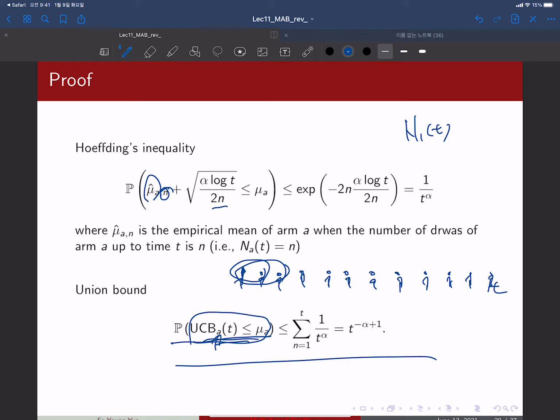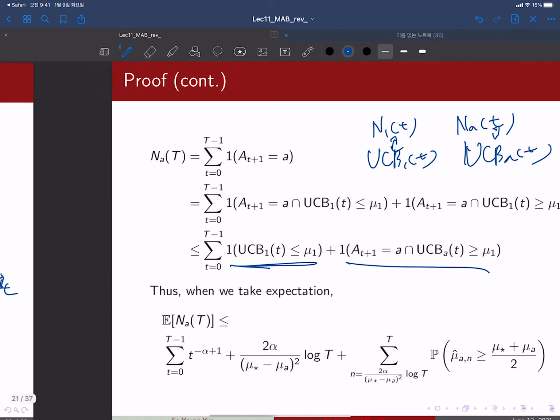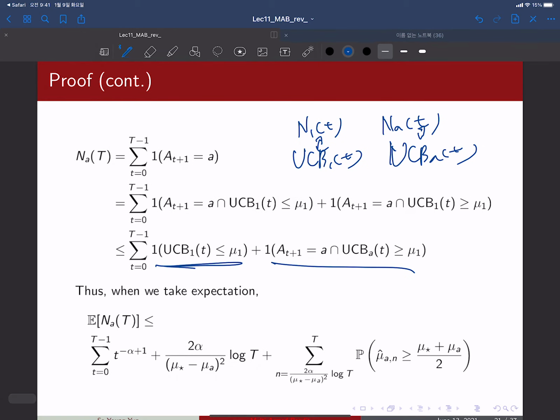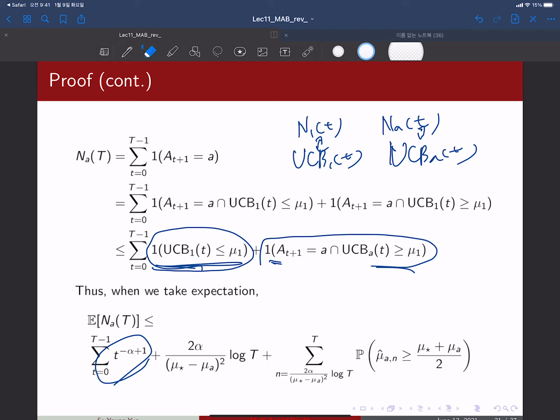And when each event has probability 1 over t to the alpha, then the summation is simply t to the minus alpha plus 1. This is the trick. We can decouple N1t and UCB1t, and NAt and UCBAt. So using that technique, we can upper bound this one by this. And the second one is still not easy to analyze.